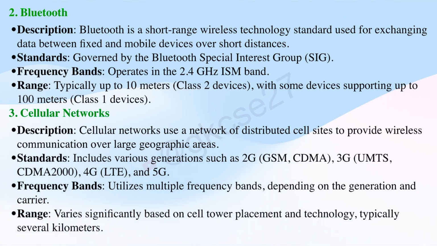Bluetooth is a short-range wireless technology standard used for exchanging data between fixed and mobile devices over short distances. So for short distances, we use Bluetooth for data transfer and to connect some electronic devices, like a Bluetooth mouse or a headphone, and other things.